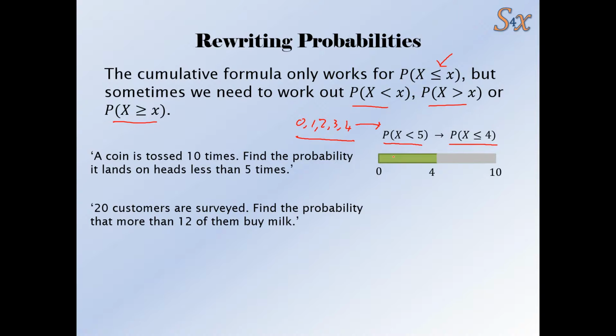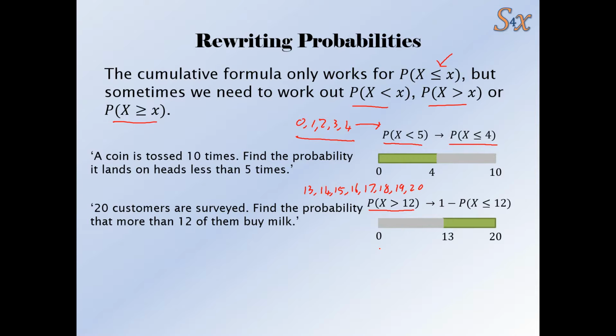How about this one? 20 customers are surveyed. Find the probability that more than 12 of them buy milk. So we're asking for the probability that X is larger than 12. How do we rewrite that? Well, have a look at this image. We want the probability that there's 13 people, or 14, or 15, or 16, or 17, or 18, or 19, or 20. Okay, we want everything larger than 12.